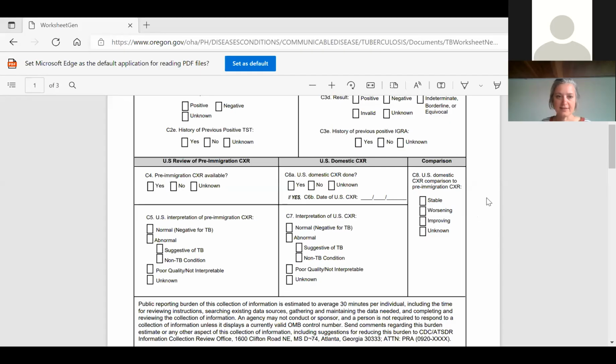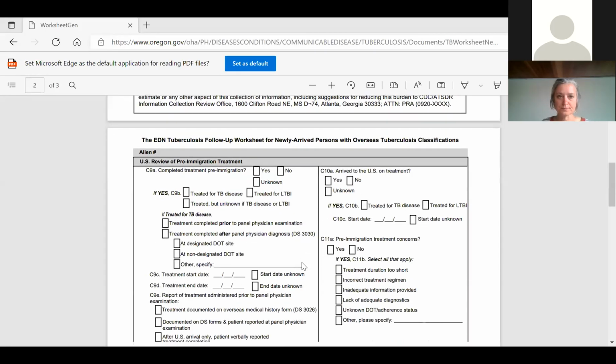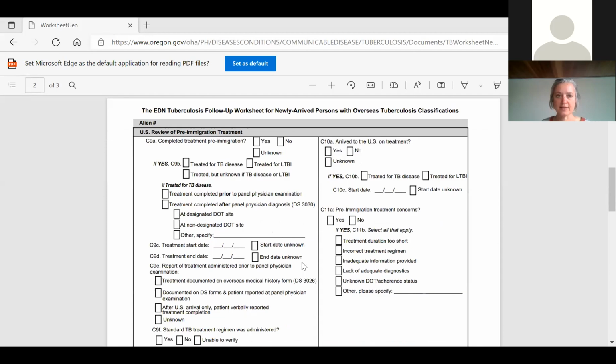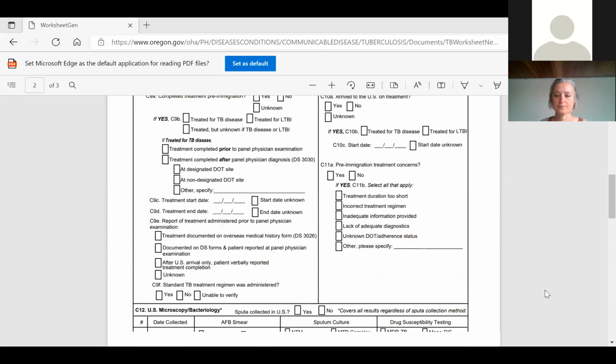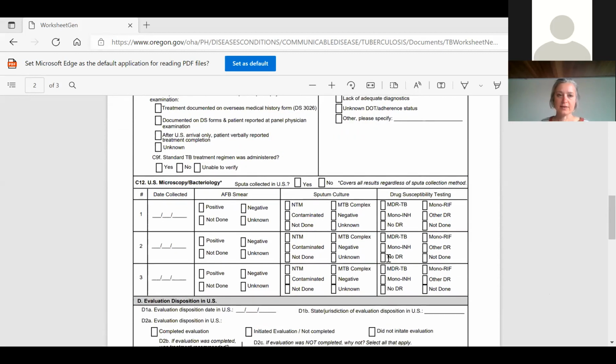All right, so we're past all this chest x-ray part. It asks here also, you'll see if there was pre-immigration treatment for this person. We said no, so you would just go ahead and check no. It asks here if we collected, and this again, note for C12, it says US. They're not asking about the sputum that was collected overseas. They're asking if you collected it in the US. The answer is going to be no for our scenario here.